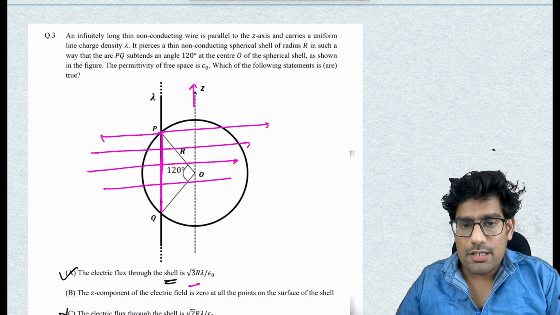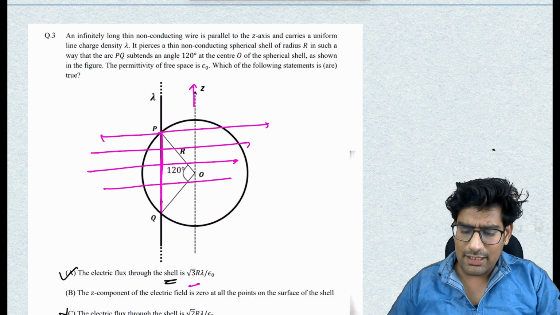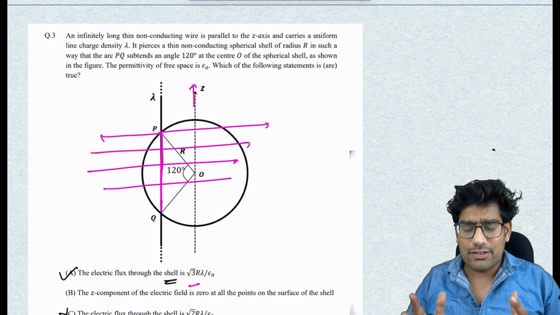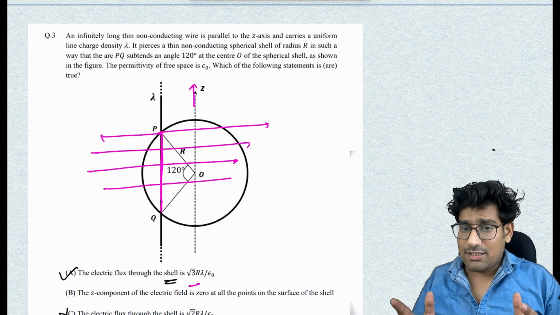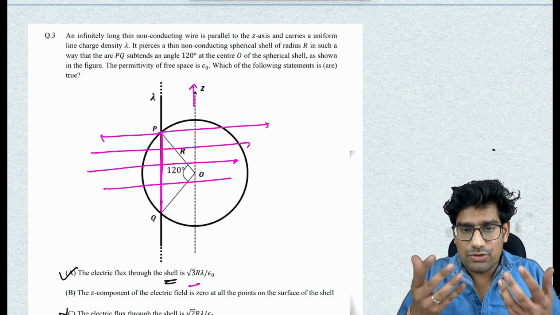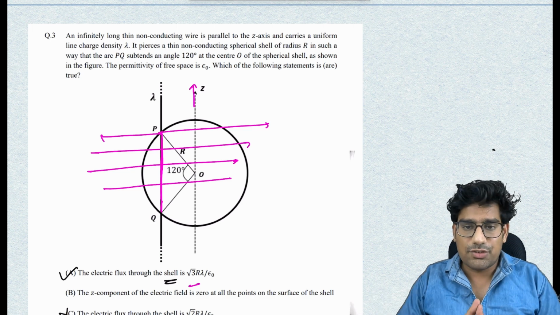So like this, in this question we applied the Gauss law and we also understood the electric field of the infinite wire. Likewise, there are other videos available on the channel. You go through them and learn about the concept and the questions of the JEE Advanced.